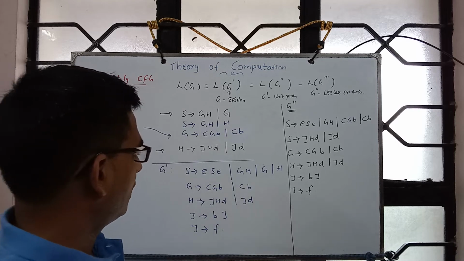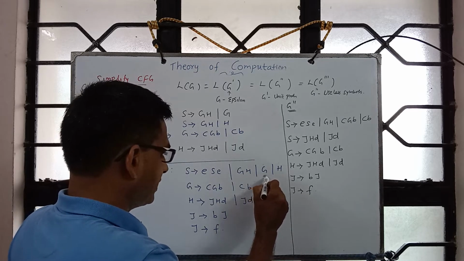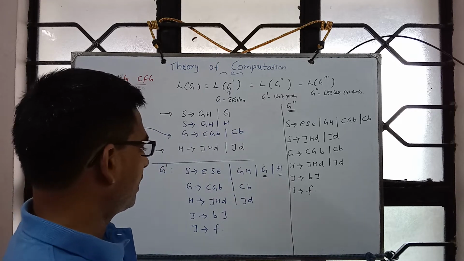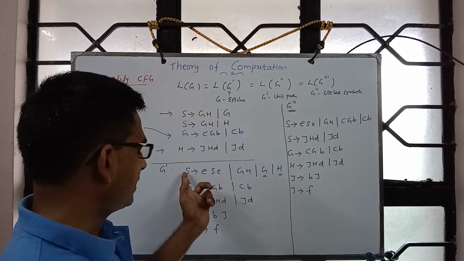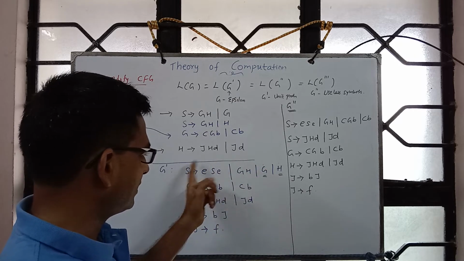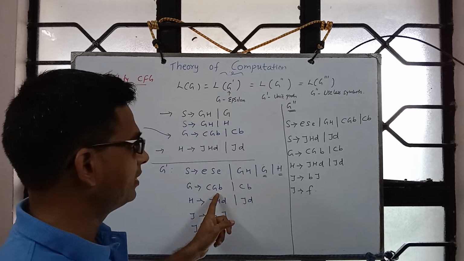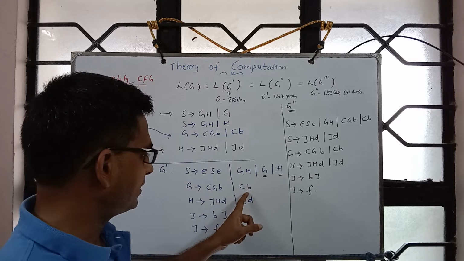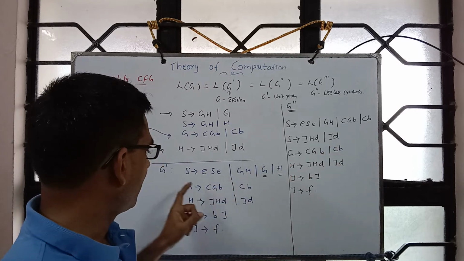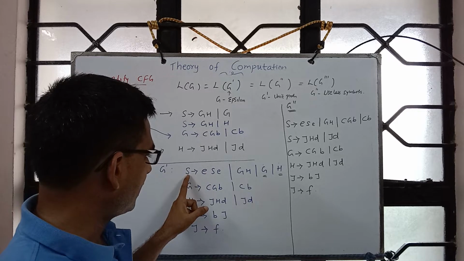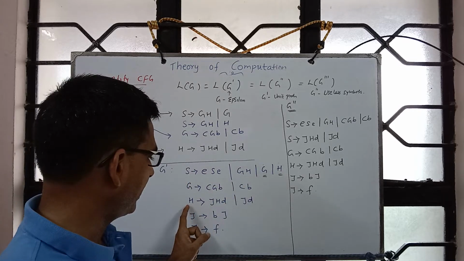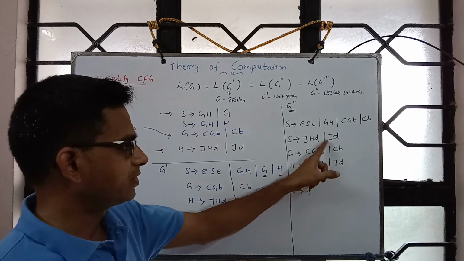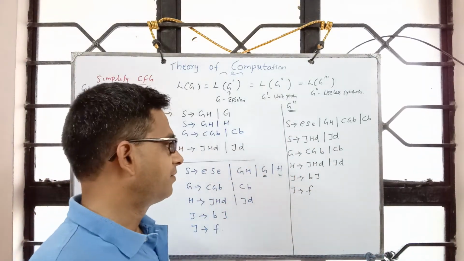Fine. So the two unit productions are S implies H and S implies G, and both are removed, and instead the transitive relation S implies G, G implies CGB, that is written. Similarly, S implies G, G implies CB, that's also written. The next two ones are S implies H, H implies this, S implies H, H implies JD, so that's also written. Fine.